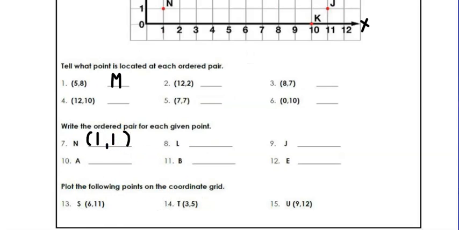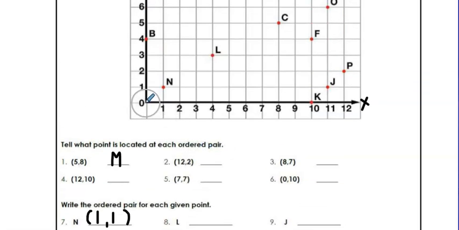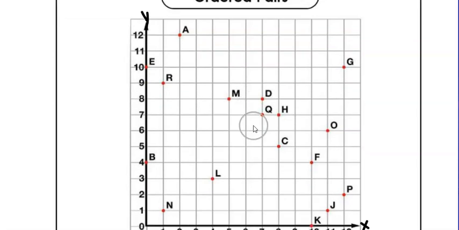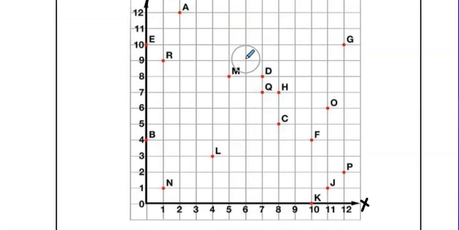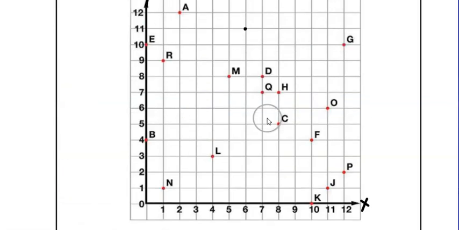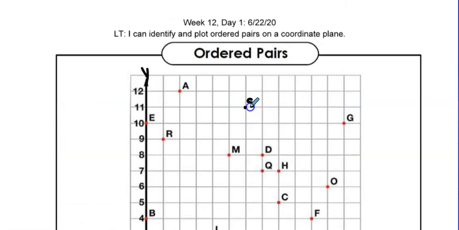And then the last thing that you're going to be doing on this page is actually plotting the points. So you're going to be writing S at 6, 11. So first thing we want to do is we want to find 6 along the x-axis. So 6 is right here. And then we want to go up to 11. So the number below should be 6. And the number across should be 11. So 6 should be below and 11 should be across. And you're going to put that right where they meet. And then the letter you're going to be writing is going to be the letter S. So right next to that point, you would put the letter S.